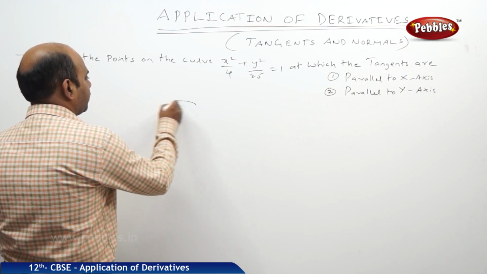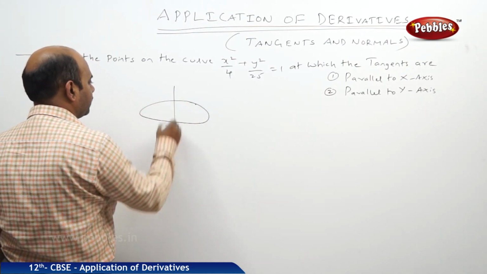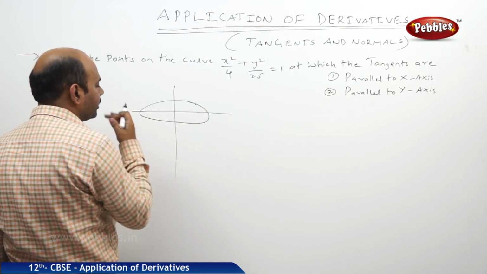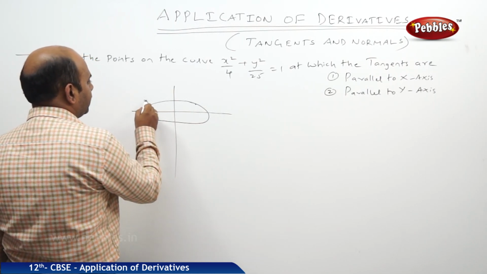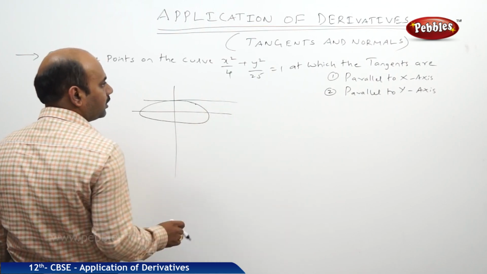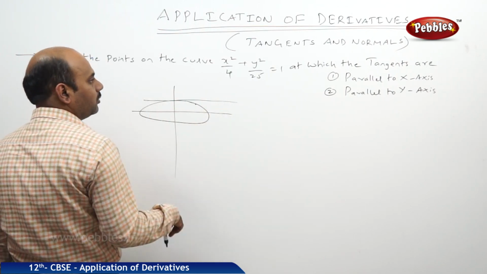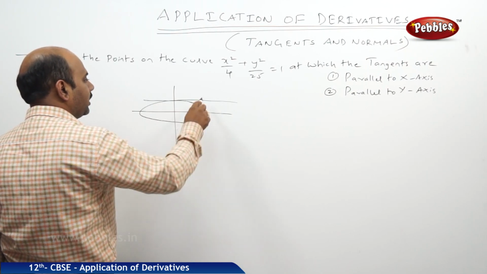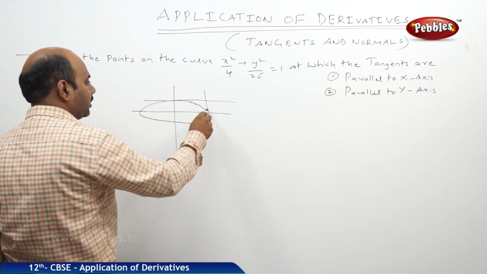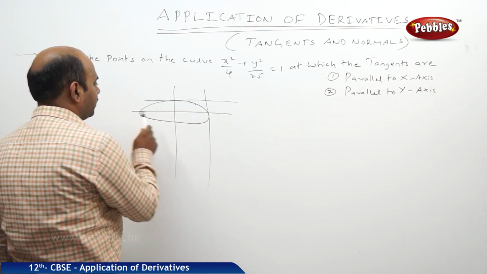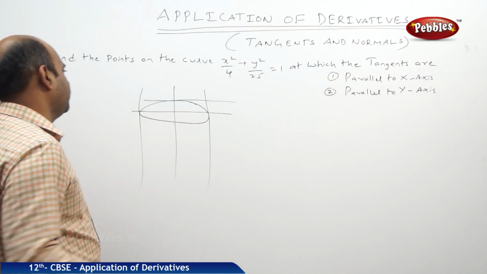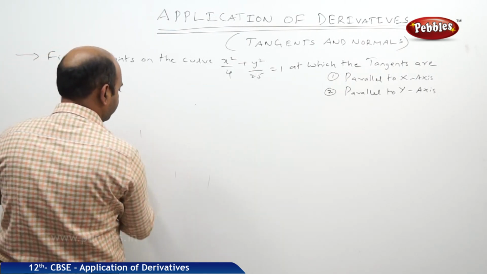Suppose this is the required ellipse, right? We need to find the equation of the tangent which is parallel to x-axis. That means we need to find the equation of this particular line, right? And another time we need to find the equation of the tangents which are parallel to y-axis. Parallel to y-axis means the line goes like this, or the line goes like this, right? So we shall try to solve this particular problem.